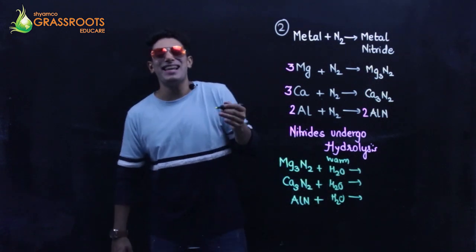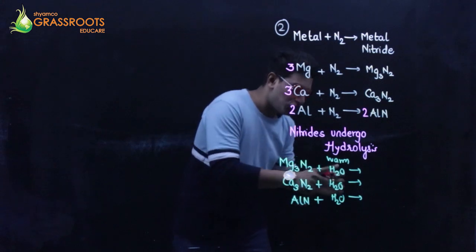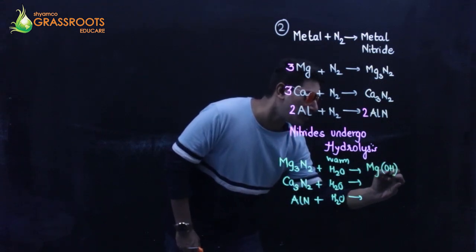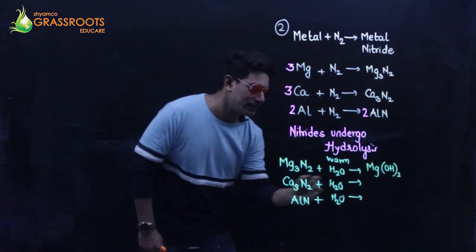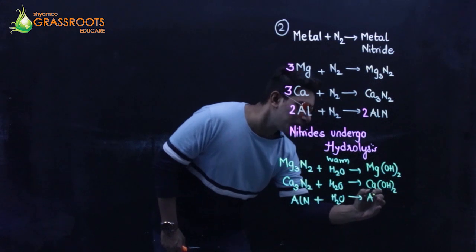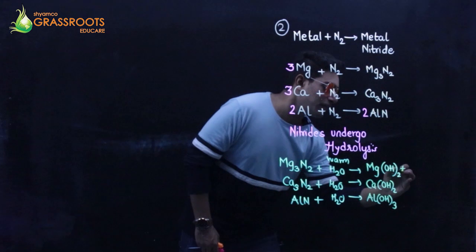To form a metallic hydroxide. This will be magnesium hydroxide. Mg is 2 plus and OH is 1 minus, so Mg(OH) twice. Same for calcium hydroxide and aluminium hydroxide. Al is 3 plus, so it will be thrice. And giving me ammonia.